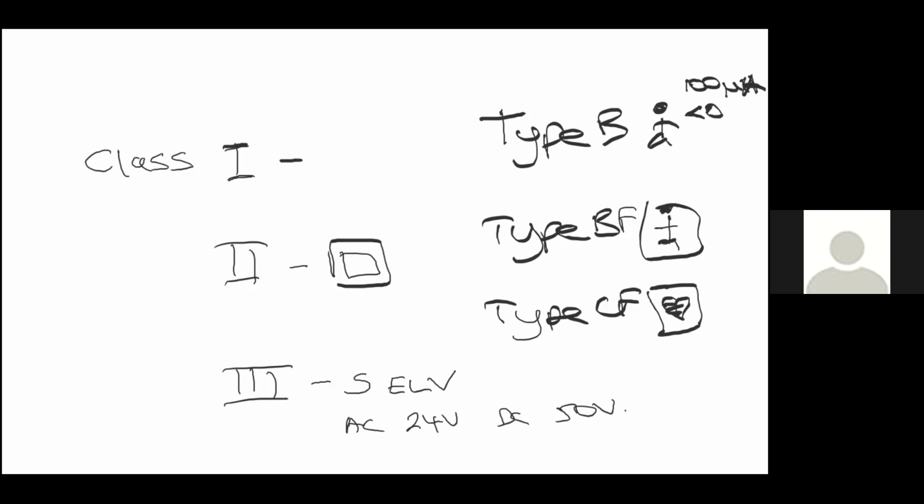Type BF again is 100 microamps. It's safer than type B. Can't remember why. What does the F stand for? Floating. It's a floating circuit. But it again can't be connected to the myocardium. Not safe for cardiac use. And then type CF is safe for cardiac use and is used for central venous catheters and pacemakers, and has a leakage current of 10 microamps.